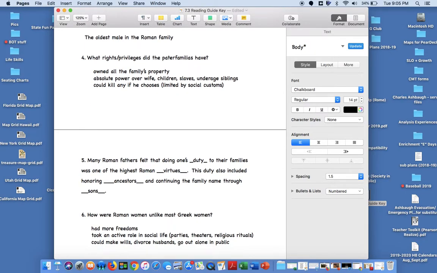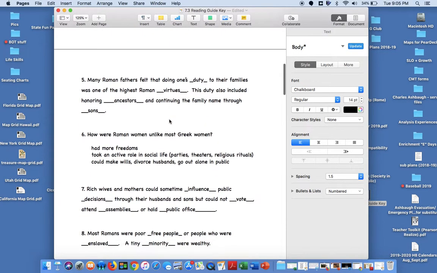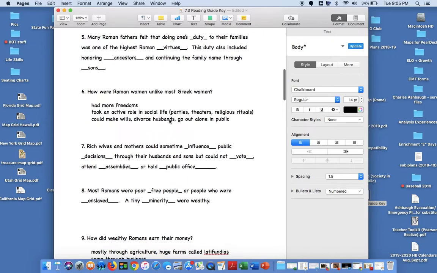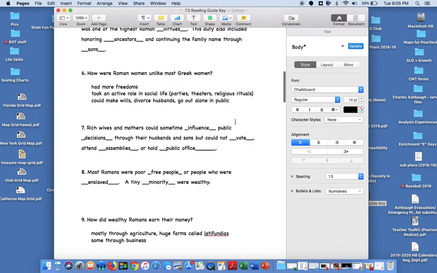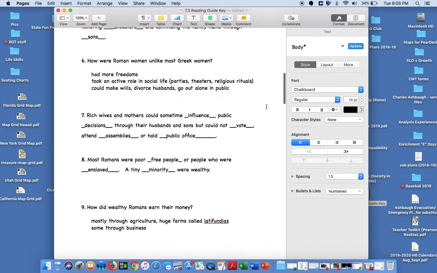Rights and privileges, we just talked about. Okay, many Roman fathers felt that doing one's duty to their families was one of the highest Roman honors and virtues, and this duty also included honoring their ancestors and continuing the family name through sons. The sons were obviously very important because of this patriarchal status. Having males was the most important thing to these people.